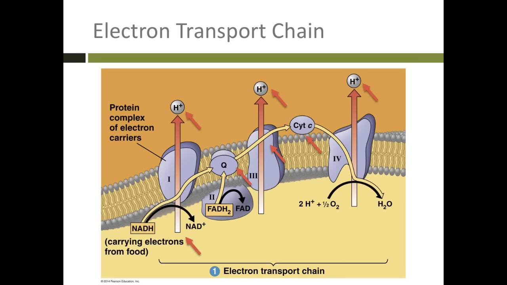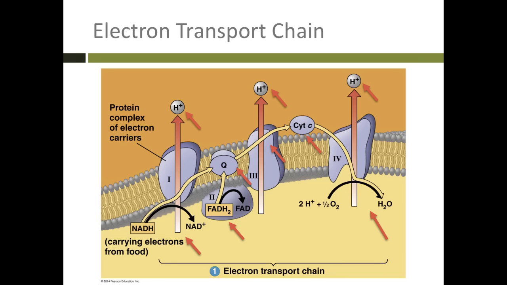FADH2 skips complex 1 and releases its electrons, reducing complex 2. All of the electrons from both electron carriers end up at the end of the chain, where the final electron acceptor is oxygen, the most electronegative element. Oxygen receives the electron, is reduced, and binds to hydrogen, forming water.